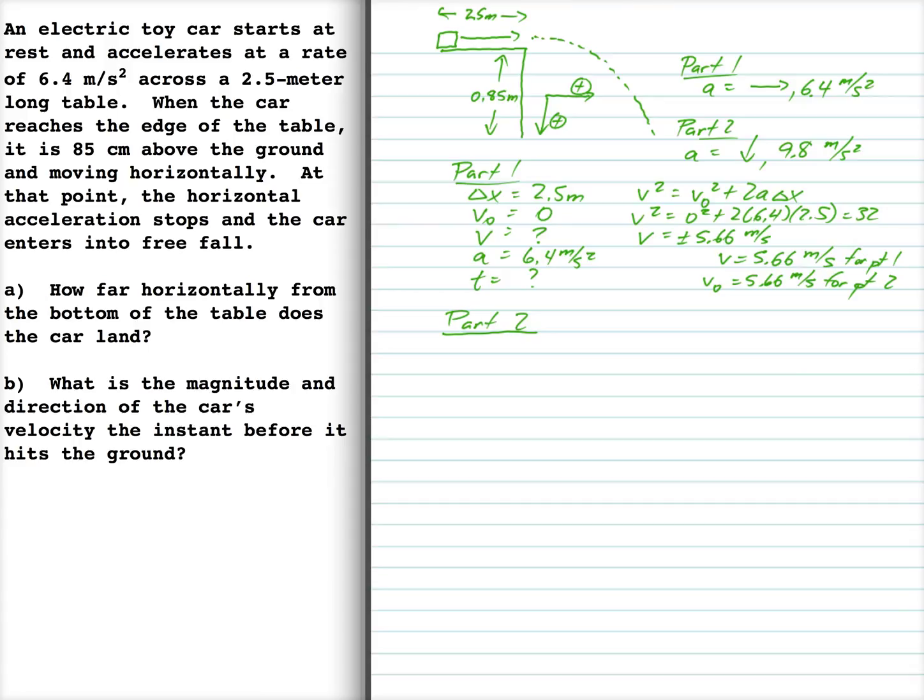Now, what we're looking for, ultimately, is two things. We're looking for how far away from the base of the table it lands, that delta x, how far horizontally it lands, and we're also looking for this final velocity vector the instant before it hits the ground. So we need to find the x and y components of that final velocity vector, and then resolve those into a single individual vector. Since it's moving in a curved path, we're going to need to split this up into x and y directions and solve each one separately. So again, I'm going to make a little table for both x and y motion and start filling in what I know.